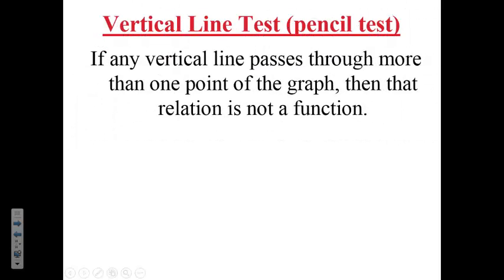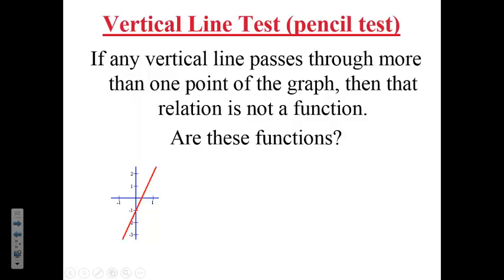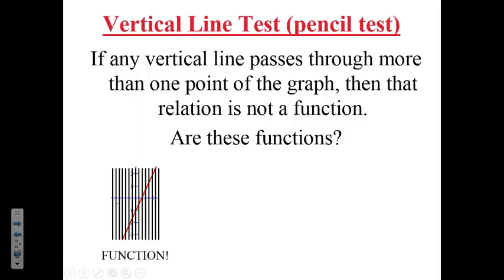Now, a way to tell that a graph is a function is what we call the vertical line test, also known as a pencil test. That says if any vertical line passes through more than one point on the graph, then the relation is not a function. So basically, we take a look at the graphs and we draw vertical lines trying to make it hit our graph in more than one spot. If we are unsuccessful, then it in fact is a function. So this red line, any way I draw vertical lines, I'm never going to hit that red line more than once. So that is a function.